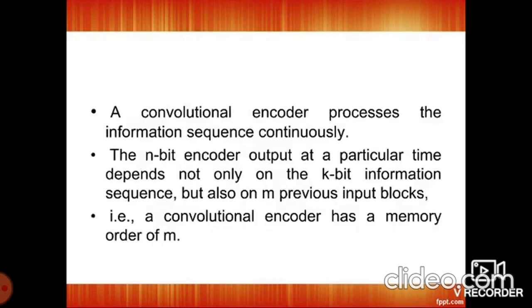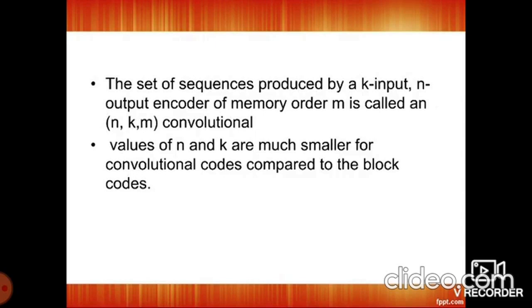The code rate of a convolution encoder is determined by r equal to k by n. R is the rate of the convolution encoder, k is the number of message bits coming at a time to the first part of the encoder, and n is the number of modulo 2 adders. The convolution encoder processes the information sequence continuously. The n bit encoder output at a particular time depends not only on the k bit information sequence but also on m previous input blocks. A convolution encoder has memory in the order of m.